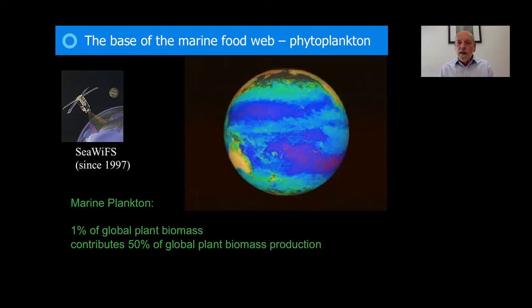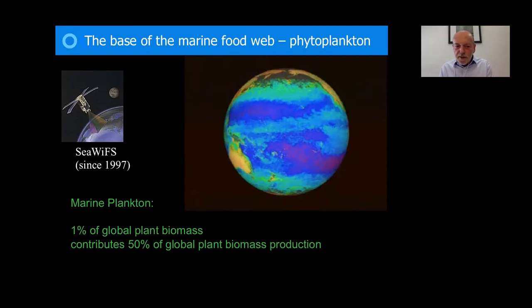single cell phytoplankton, to this single cell algae. So when we take, for example, all the plant biomass on Earth, 99% of all the plant biomass is in the terrestrial environment. Only 1% is really in the ocean.